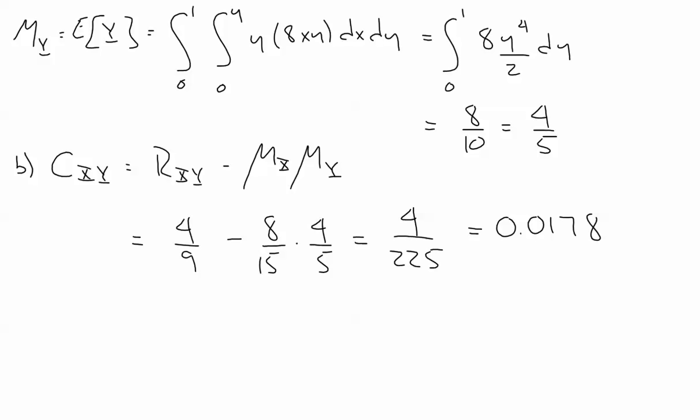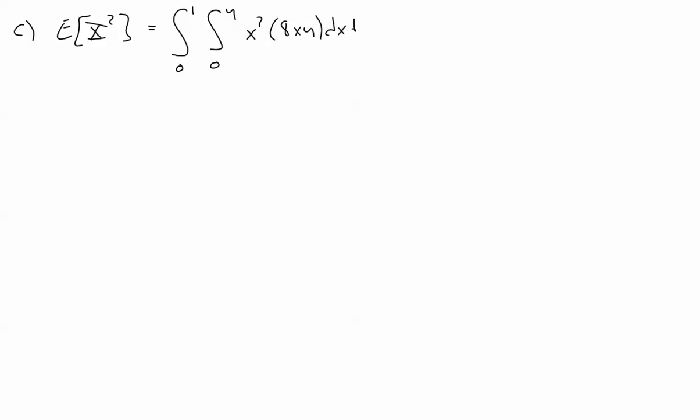Okay. Now I need to find the mean squares. The mean squares are going to be required for me to actually finish calculating the correlation coefficient. So the mean squared value of x, the normalized power in x, all these integrals are going to follow the same. I'm going to integrate from 0 to 1 in y, from 0 to y in x, x squared times 8xy dx dy. And that's going to be the integral from 0 to 1 of 8y to the 5th over 4 dy. That turns out to be 8/24 or 1/3.